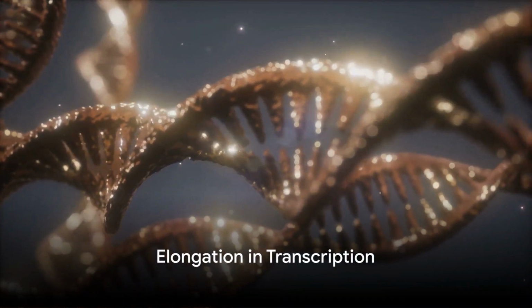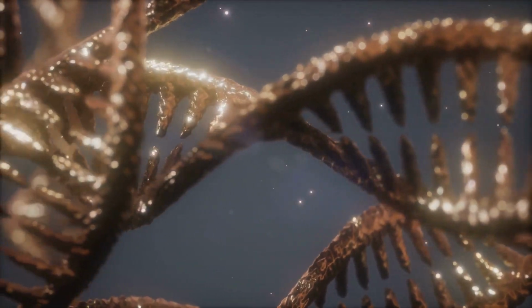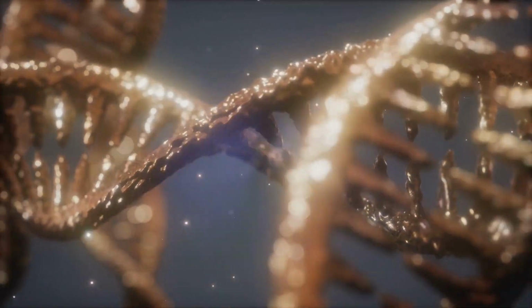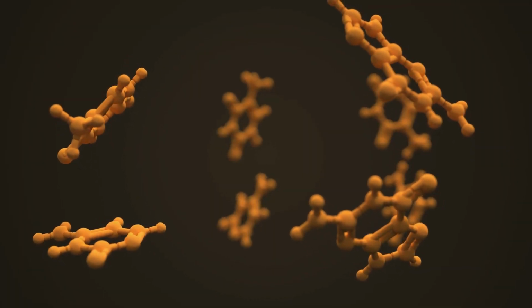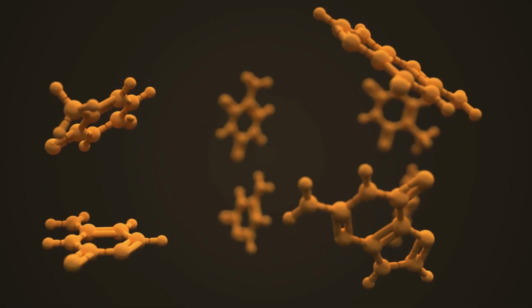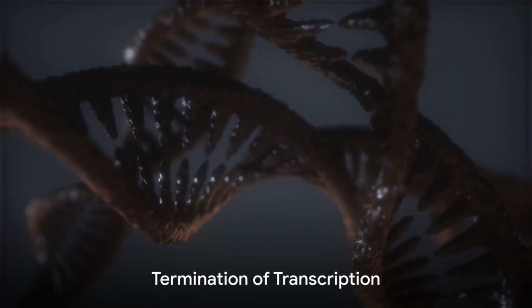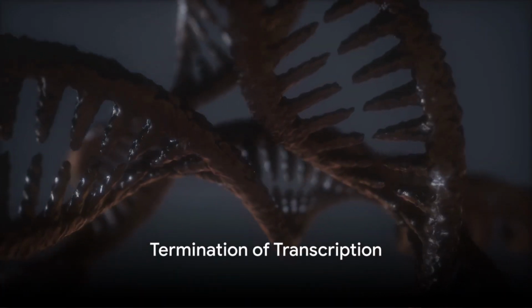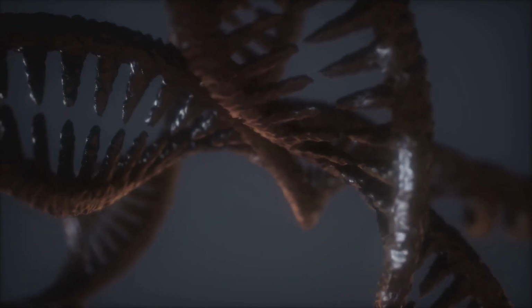Elongation. Once RNA polymerase binds to the promoter, it unwinds the DNA double helix and begins to read the DNA template strand. Using one strand of DNA as a template, RNA polymerase synthesizes a complementary RNA molecule by adding nucleotides one by one. The nucleotides are selected based on the complementary base pairing rules, A with U in RNA and G with C.